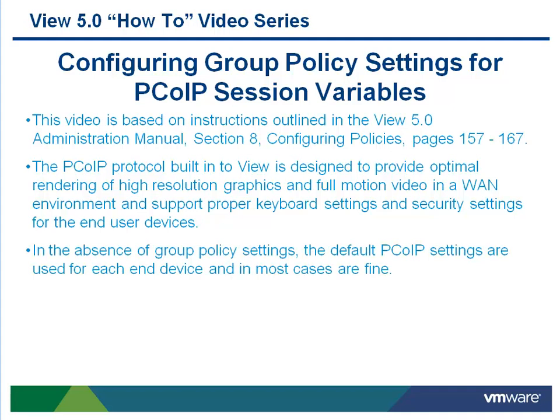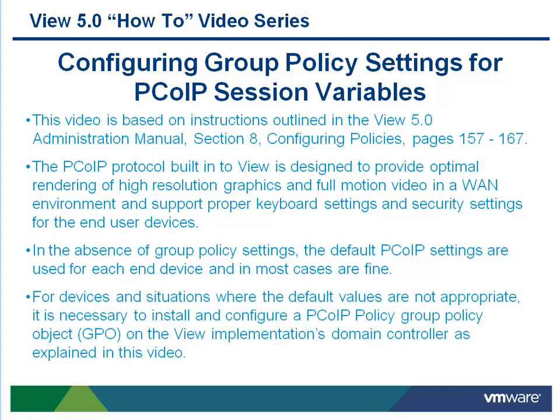In the absence of group policy settings, the default PC over IP settings are used for each end device and in most cases are fine. For devices and situations where the default values are not appropriate, it is necessary to install and configure a PC over IP policy group policy object on the View implementation's domain controller as explained in this video.